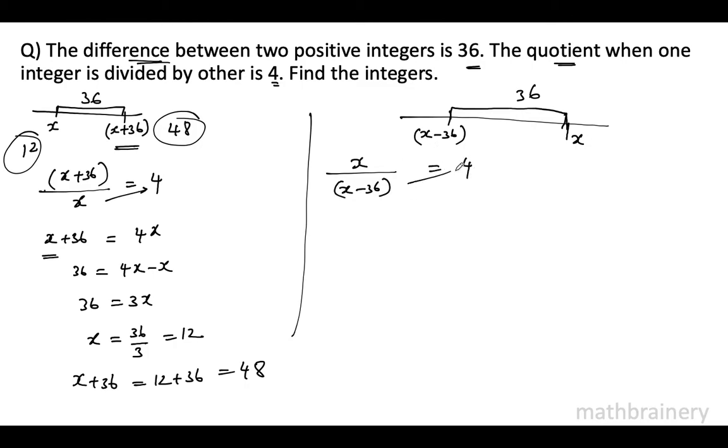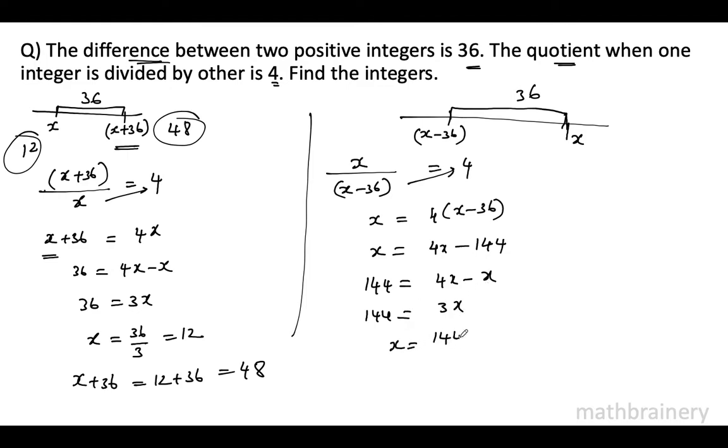Let's simplify now. To simplify, I will just cross multiply here. I have x is equal to 4 into (x minus 36). So, let's expand this. 4 into x is 4x, minus 36 into 4 is 144. Okay. Let me now bring this 144 to the left side and this x to the right side. You get 144 is equal to 4x minus x. 144 is equal to 3x. So what is x? 144 divided by 3, which is 48.